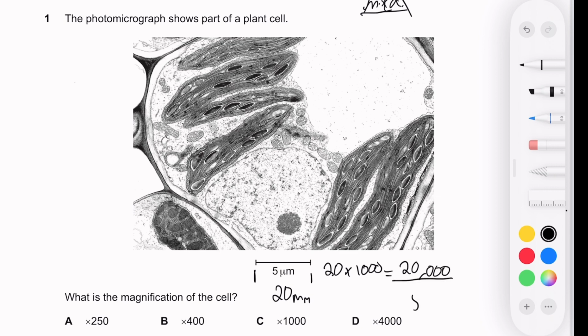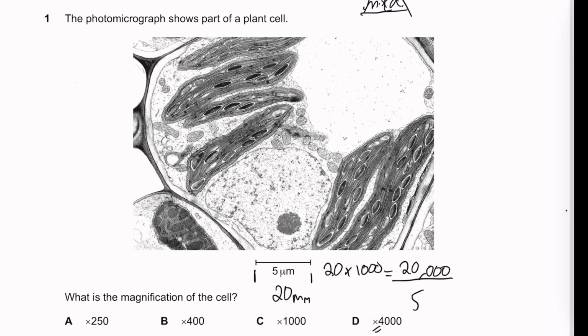If you divide that by 5, you should be able to get the magnification. And so here, using the answer that you get by measuring the 5 micrometers scale bar on paper, you'll be able to calculate the answer for number 1.